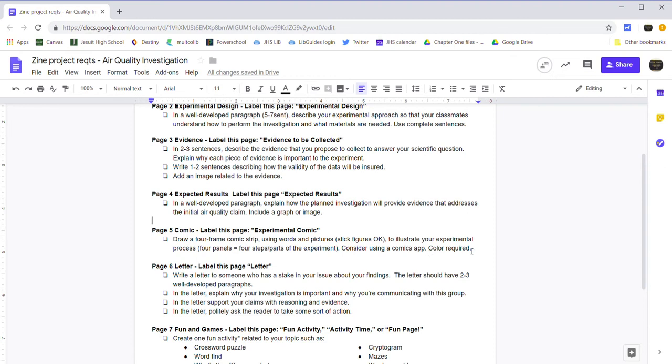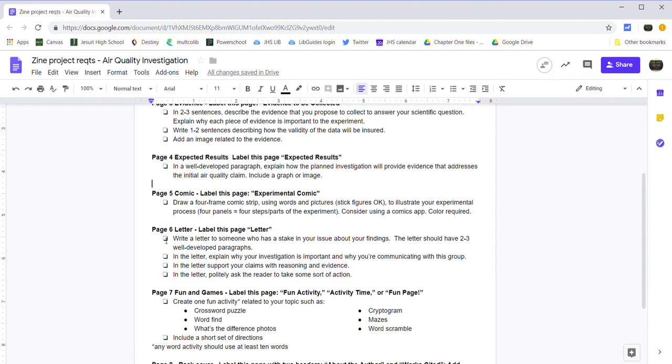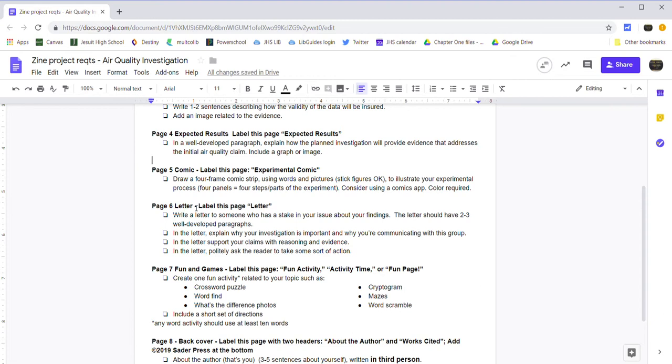Color is required on this, but we do not have a color printer for you to use. So if you have a color printer at home, great, use that. If you don't have a color printer at home, you may need to just color it in with colored pencils or whatever.